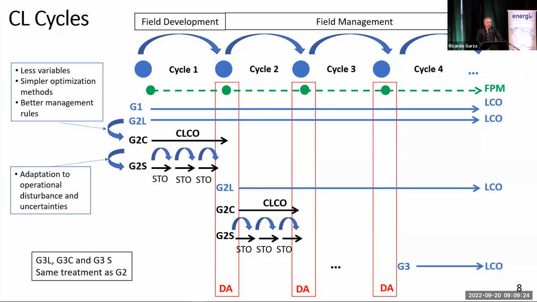So the idea is to do the same thing in the blue part here, as we show in the blue arrows here: group 1, group 2L, and group 3. And then we have sub-loops where we optimize the variables inside the loops. As we have fewer variables to optimize, we can have simple optimization methods and better management rules. And then we can adapt the general plan, the life cycle plan, to real-time decisions. And every time we have to change the models, we go into this red part, which is the data assimilation process, where we change the models and redo everything for the next cycle.